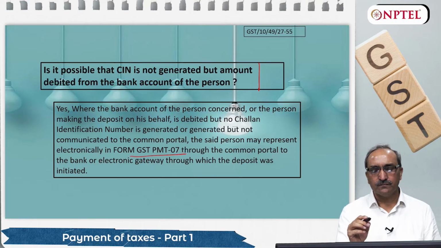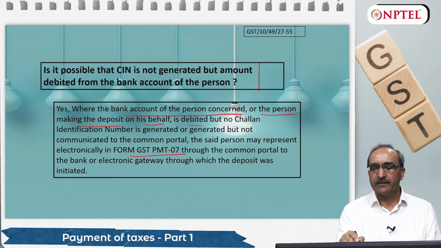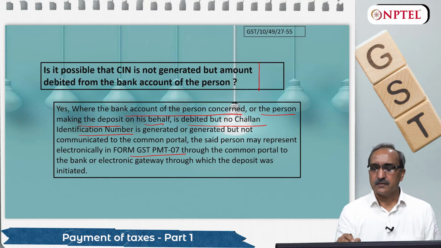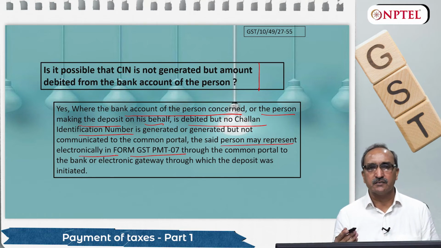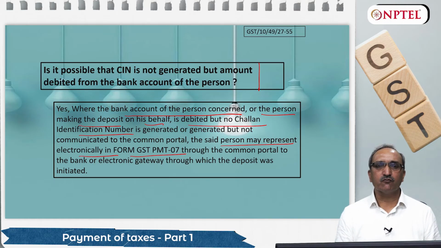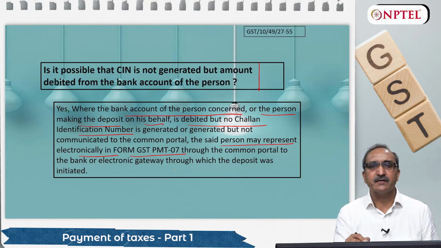If that is the case, then there is a remedy also. Where the bank account of the person making payment to the GST portal or to the government, or the person making the deposit on his behalf, means his agent, is debited but no challan is generated, then what? The said person may represent electronically. I told you that GST is a totally IT based tax structure. So whenever there is any issue, you have to go through the GST portal only in a set mechanism. You need to file GST PMT 07 form mentioning the problem, and accordingly this problem will be addressed either by the department or by the bank.